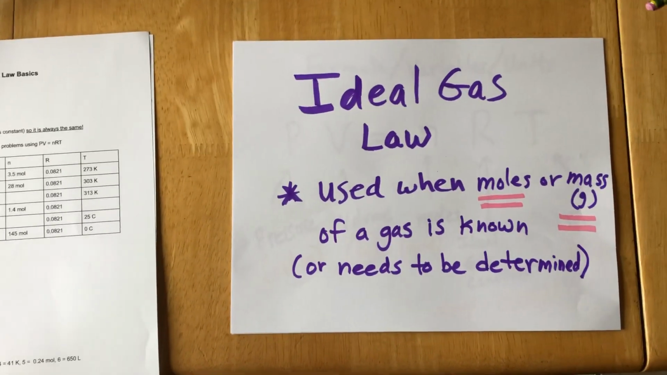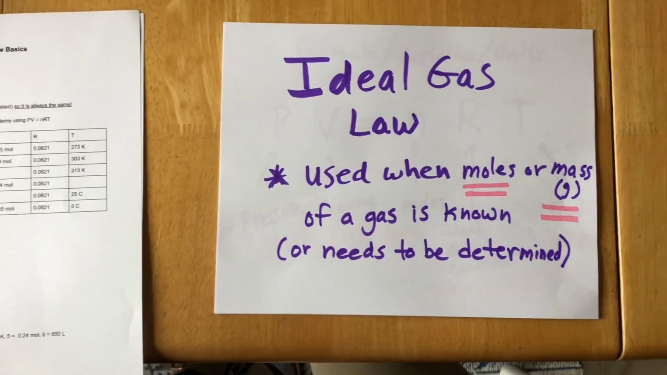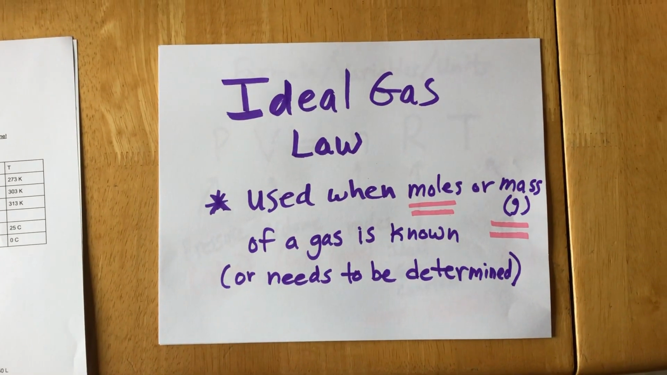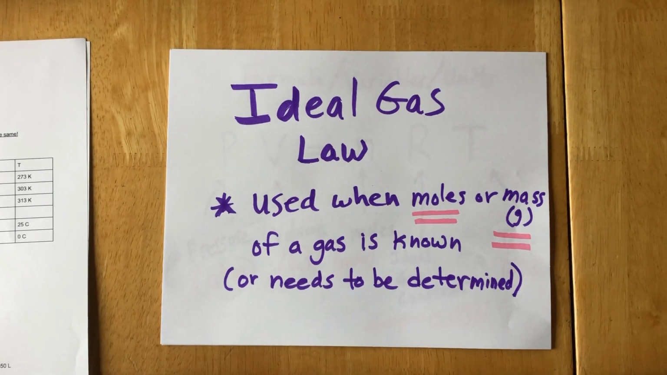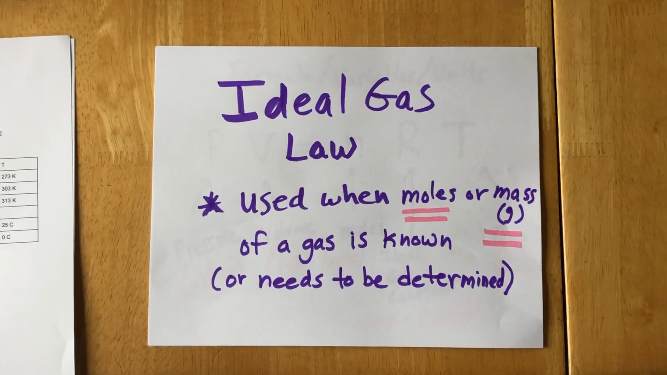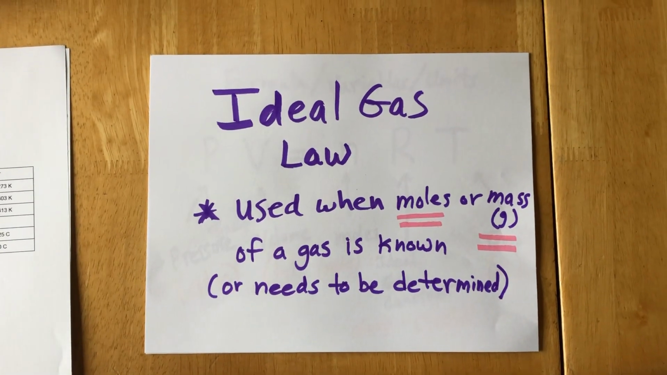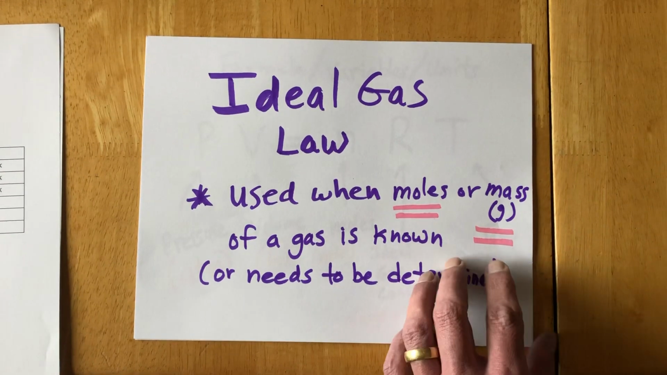First of all, we've been using the other gas laws where we have PV over T equals PV over T. Now we're going to do something a little different, when a quantity such as moles or masses in grams are used. That's called the ideal gas law. Let me show you that.